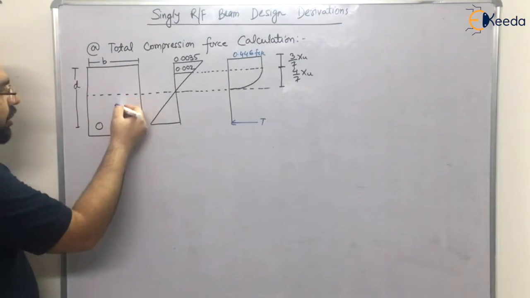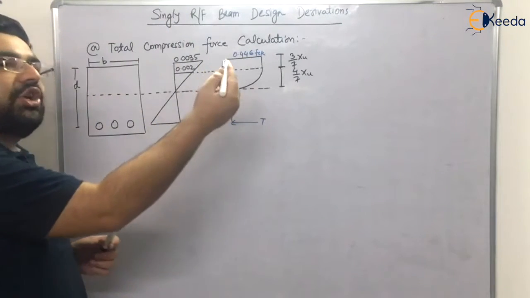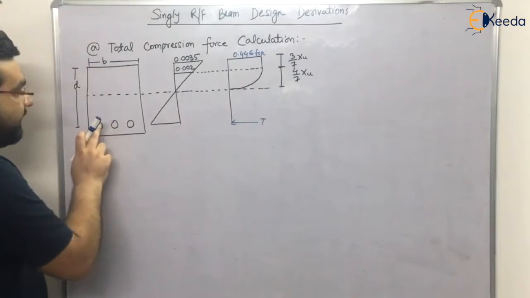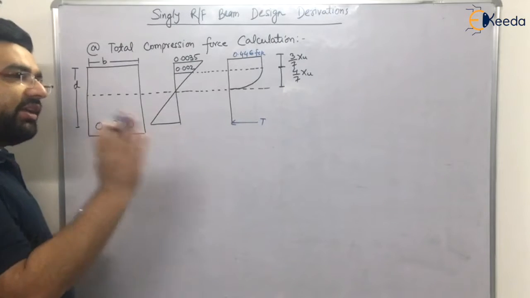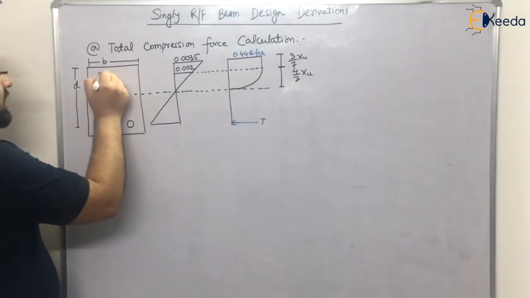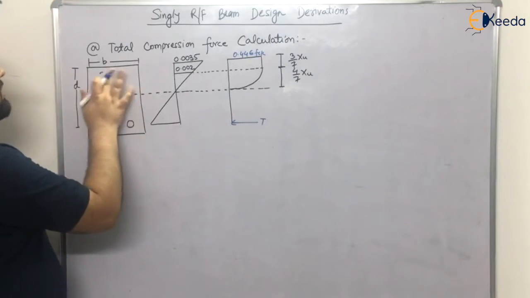Now below the neutral axis is the tension region, above the neutral axis it is the compression region. We know that, right? Now, if in the tension region you are providing reinforcement, that is known as singly reinforced. If you are providing reinforcement in the compression also, that is known as a doubly reinforced beam.